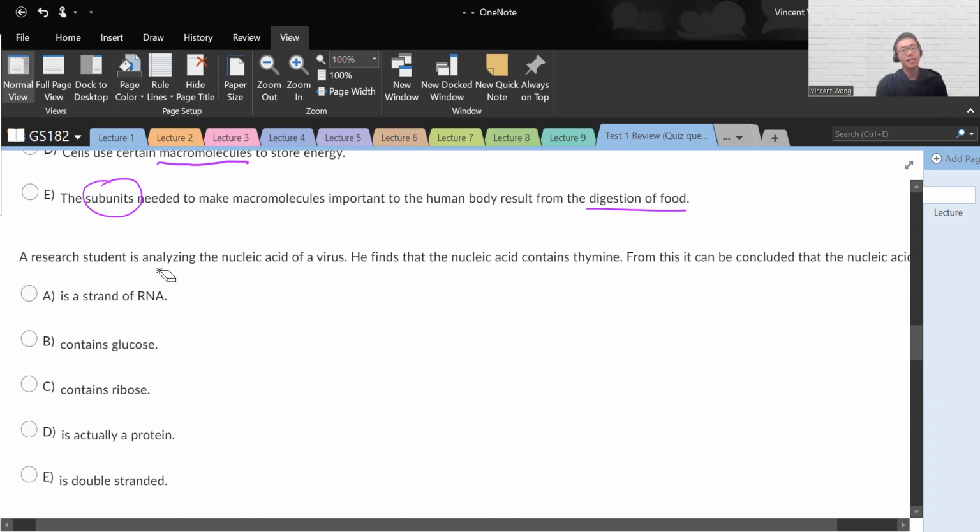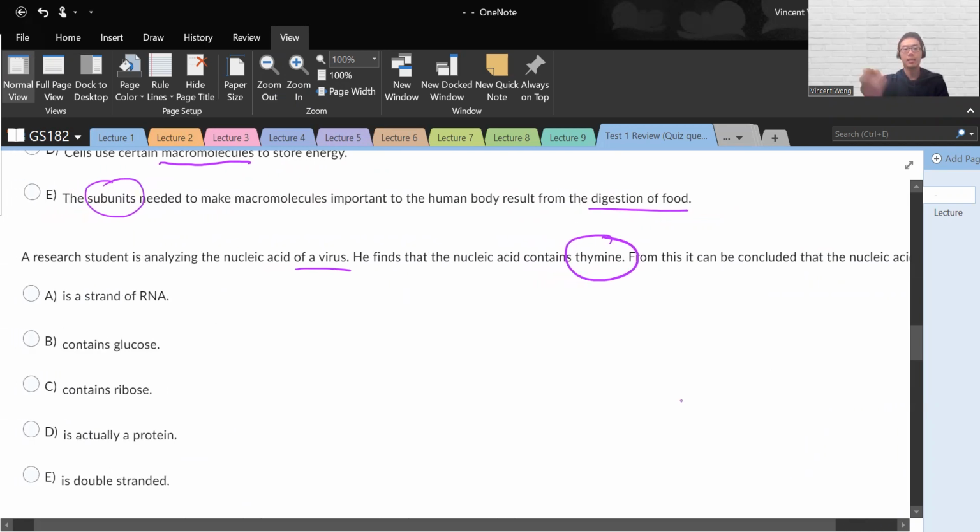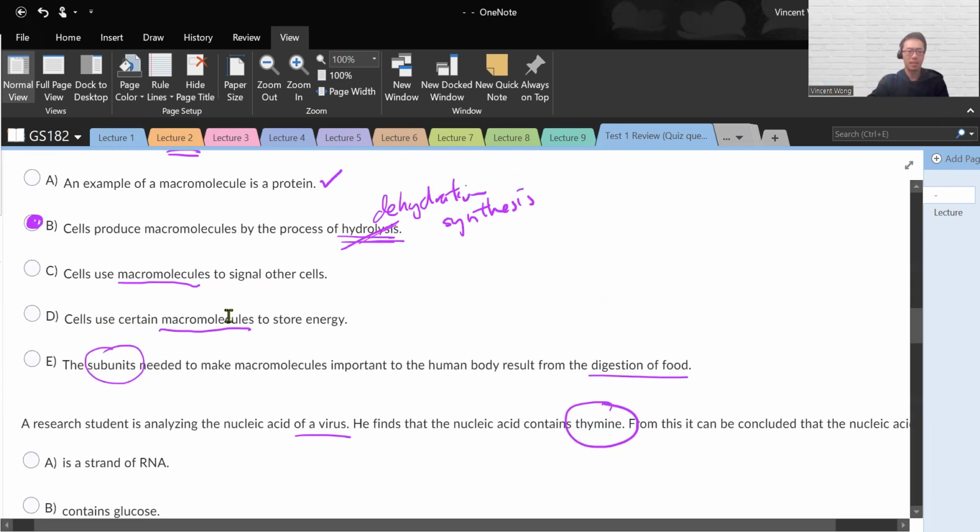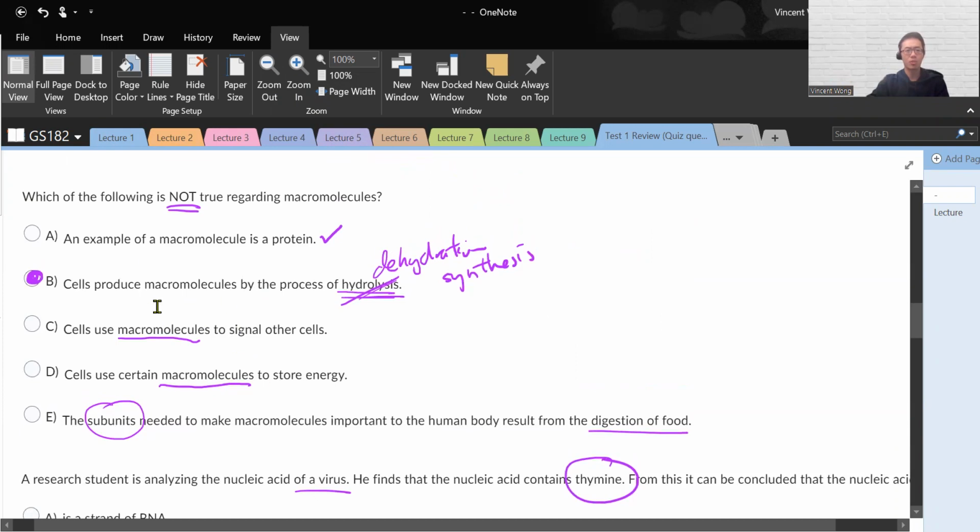A research student is analyzing the nucleic acid of a virus. He finds that the nucleic acid contains thymine. From this, it can be concluded that the nucleic acid, and so on. This would be an example of an application question. It's not straightforward. You need to think about it, right? This would also be some kind of application question.